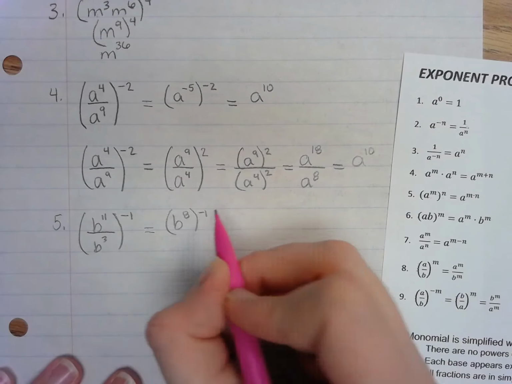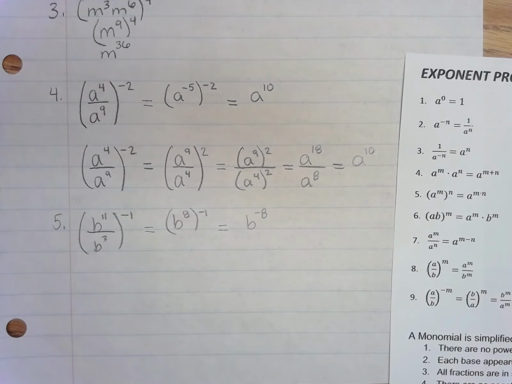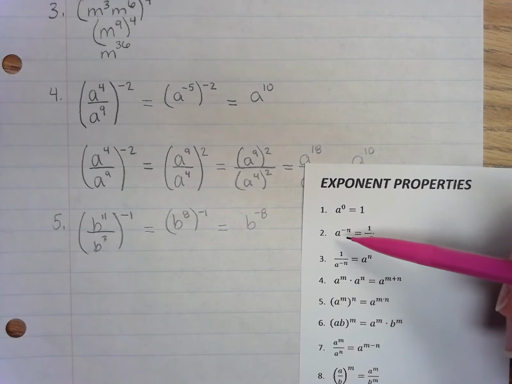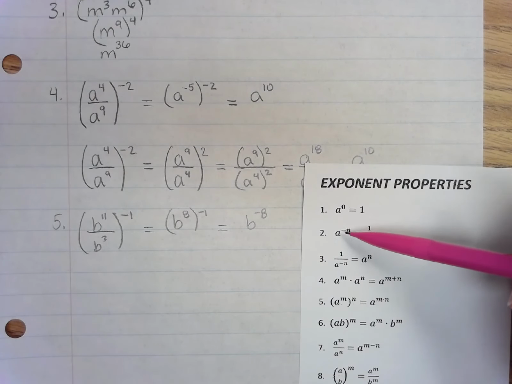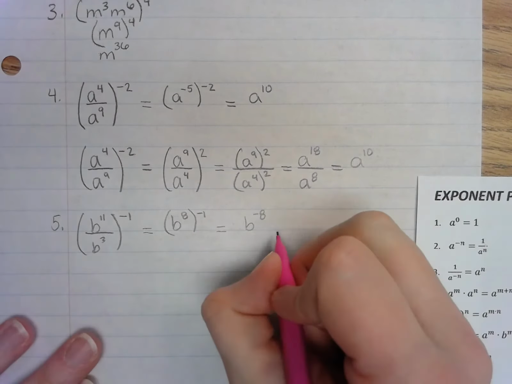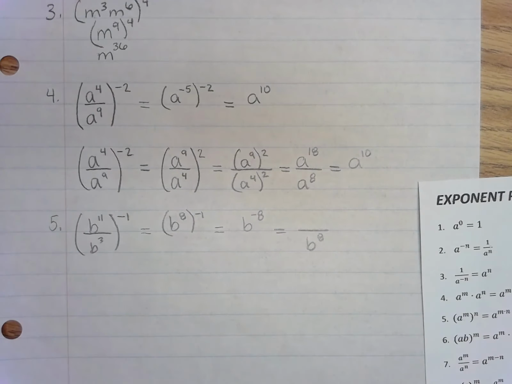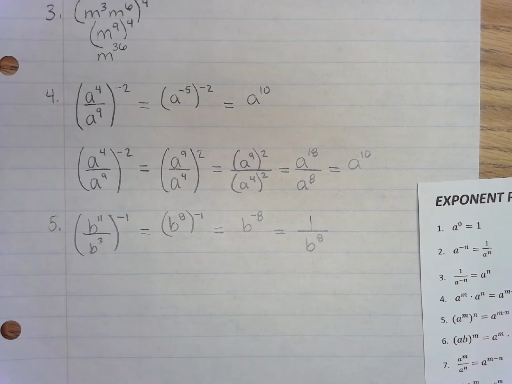Here we have a power to power, so we'll multiply. So b to the negative 8th. We cannot stop until we have all positive exponents. So this problem now looks like property 2. We have a negative exponent. It can be flipped to the denominator to become positive. So b to the positive 8th. And because we didn't have anything that stayed in the numerator, we would need to put a 1 in our numerator. So that is one way you can work it to get in simplest form.